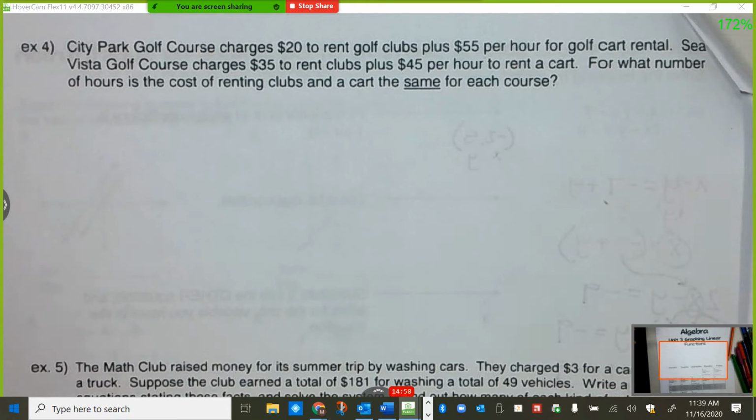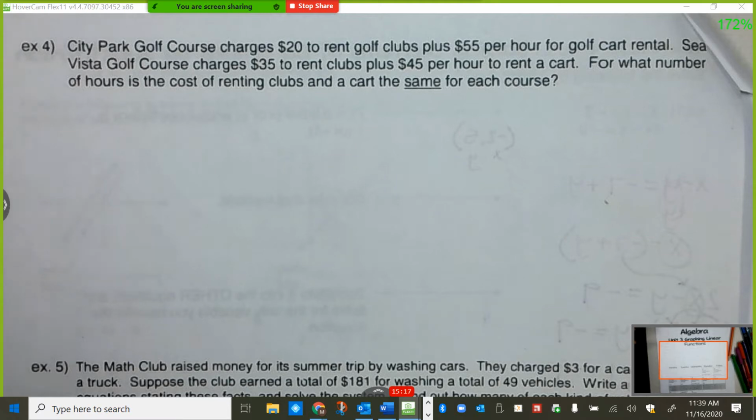So I just realized there's two unknowns here. That's what variables represent, right? The number of hours. What is our other unknown? The cost. Our total cost. That's exactly right. So we can use X and Y. We can use whatever we want.